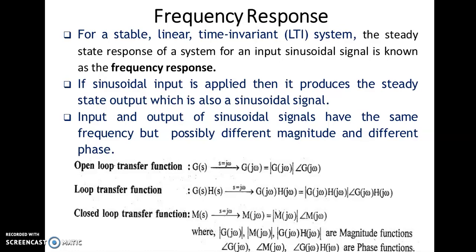If you take the open loop transfer function G of s, while substituting s equal to j omega in this transfer function, we will get G of j omega. It has a magnitude and phase. Similarly, the closed loop transfer function is denoted by M of s. After substituting s equal to j omega in the closed loop transfer function, we will get M of j omega. It also has magnitude and phase, that is, mod M of j omega and angle of M of j omega.